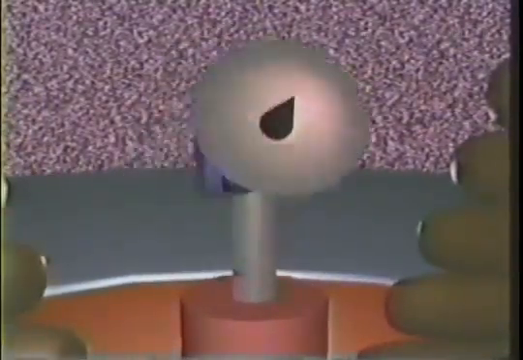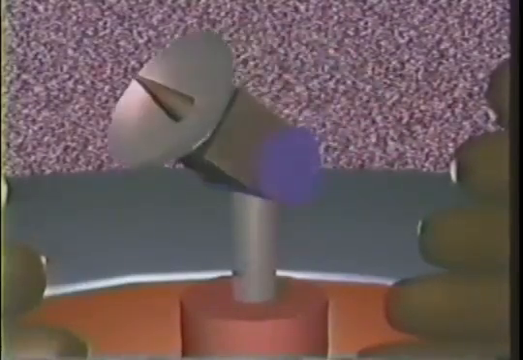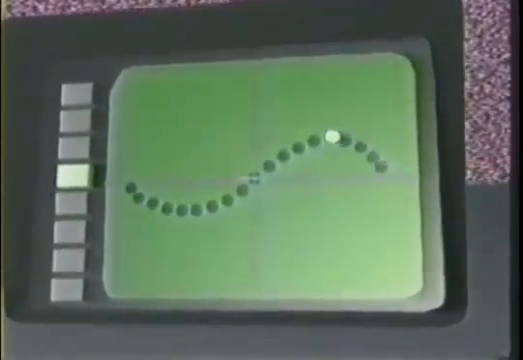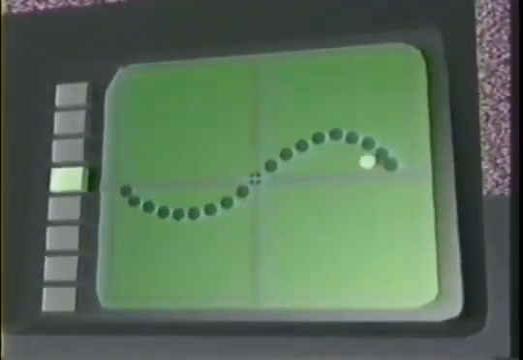Listen, Ed, if we aim our antenna properly, we might be able to pick up one of those things. We've got one, Charlie. It's on the screen. That's great, Ed. Now what do we do?